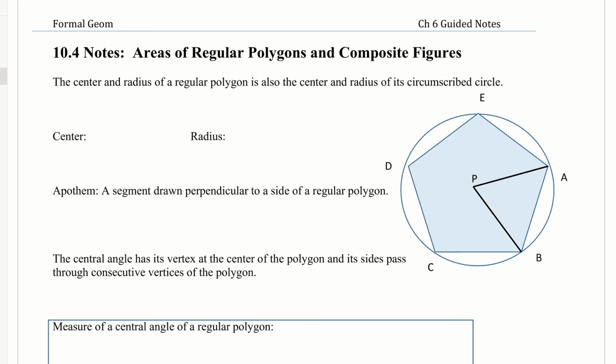Hey guys, this is Miss Clark with 10.4. We're going to be talking about areas of regular polygons and composite figures.